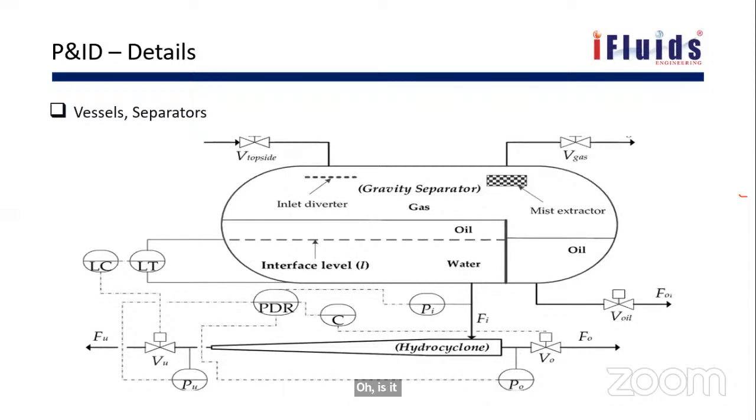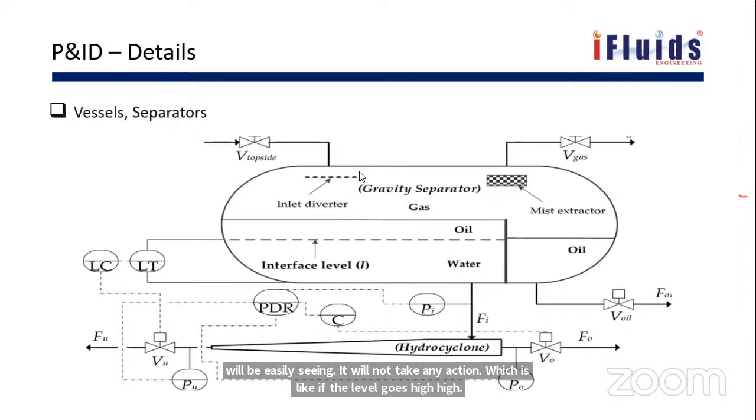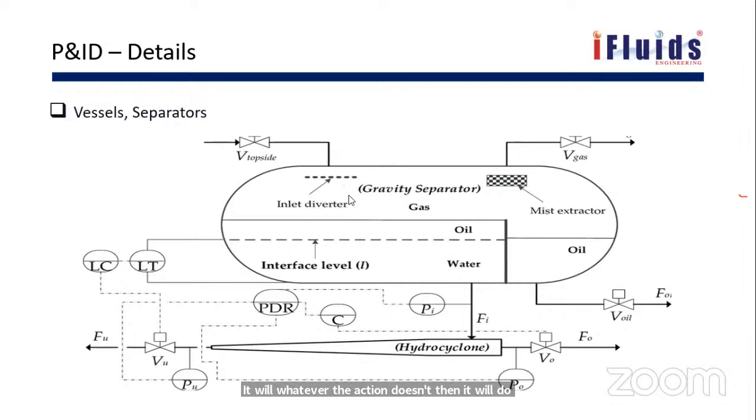Difference between limit switch and limit indicator. A switch will take the action, like a stop or start. An indicator is just for seeing. We will be visually seeing; it will not take any action. A switch is like, if the level goes high, whatever action is assigned, it will do that action. Indication is only for seeing.